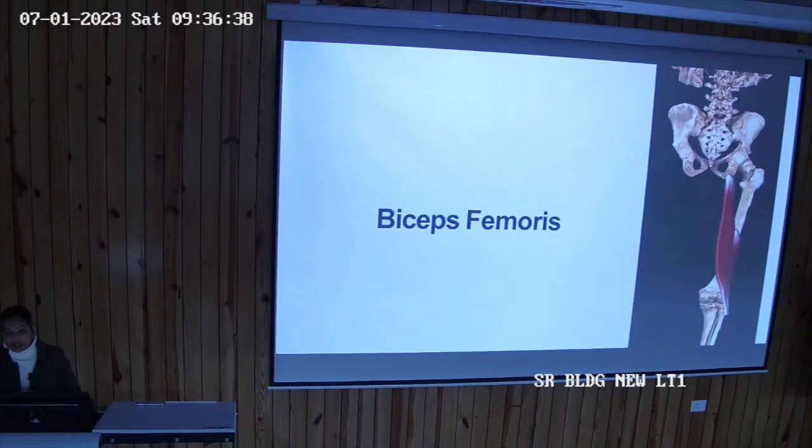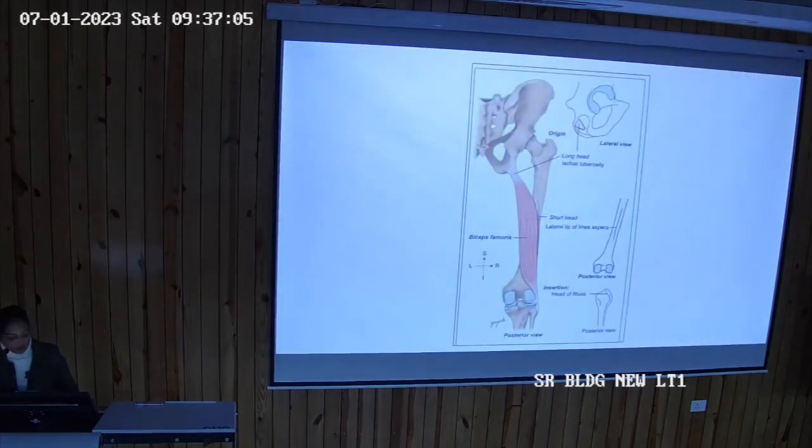Next is biceps femoris. There are two heads of biceps femoris, long head and short head. Long head is included in the hamstring, short head is not included in hamstring. Why is it not included? Because first of all it takes origin from the femur, not from the hip bone, short head. And it is supplied by the peroneal part of the sciatic nerve and not by the tibial part. The long head takes origin from the inferomedial part of the ischial tuberosity. Origin of the short head is from the linea aspera and lateral supracondyle.